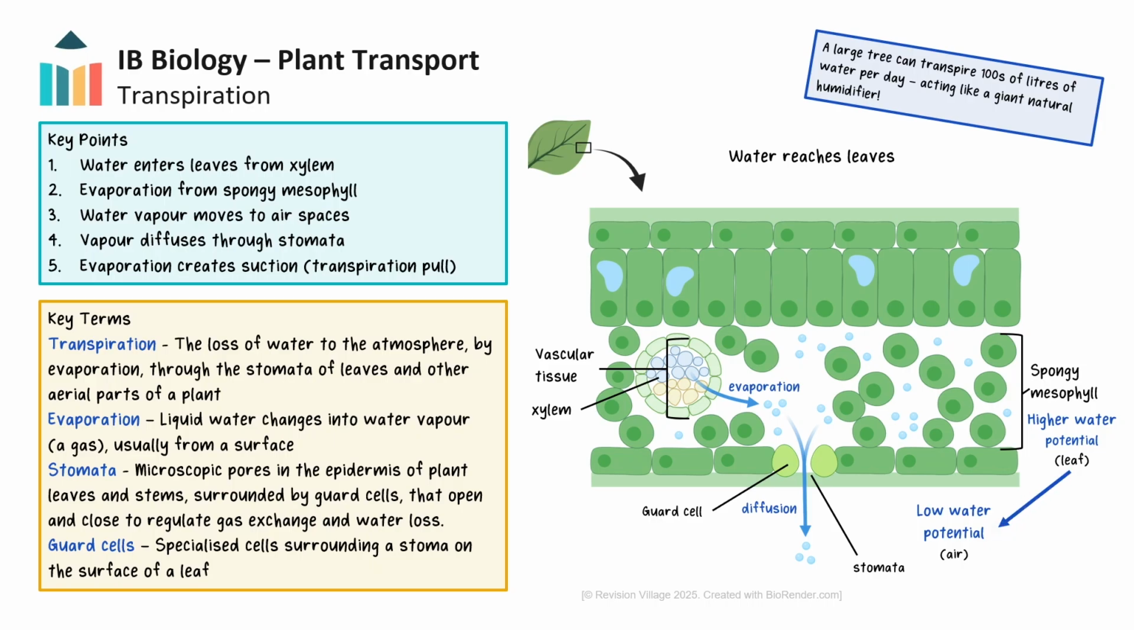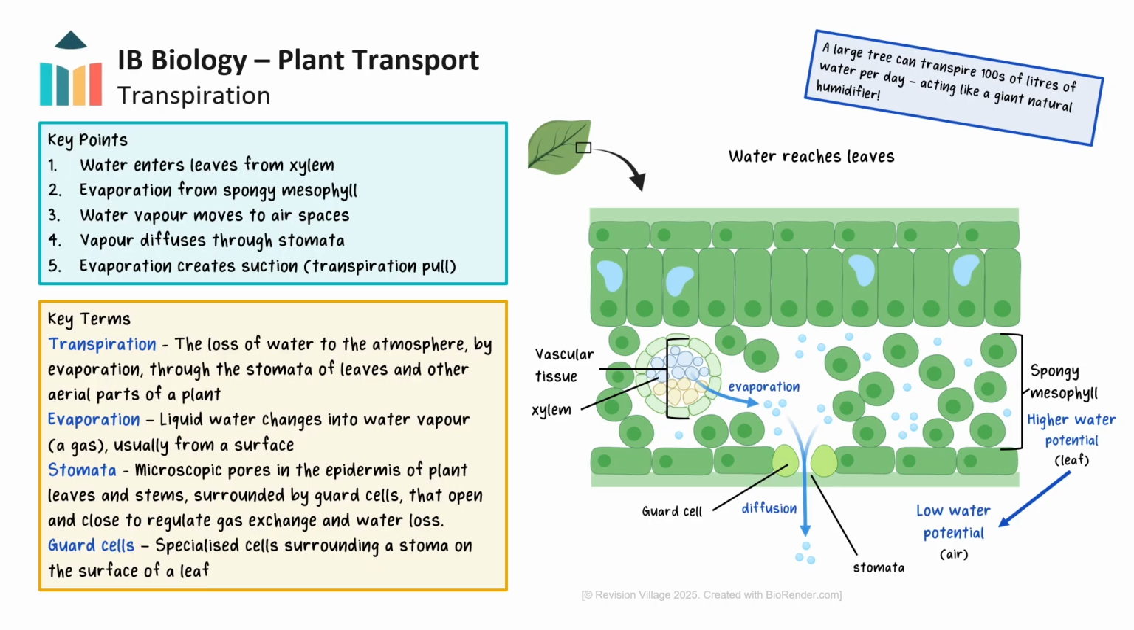In contrast, the external air, especially on dry, warm, or windy days, has a much lower water potential. Because water always moves from an area of higher to lower water potential, water vapor diffuses out through the stomata into the drier atmosphere. This loss of water vapor is a passive process driven by this gradient, and it plays a key role in maintaining the transpiration stream, which helps pull water up from the roots through the xylem.